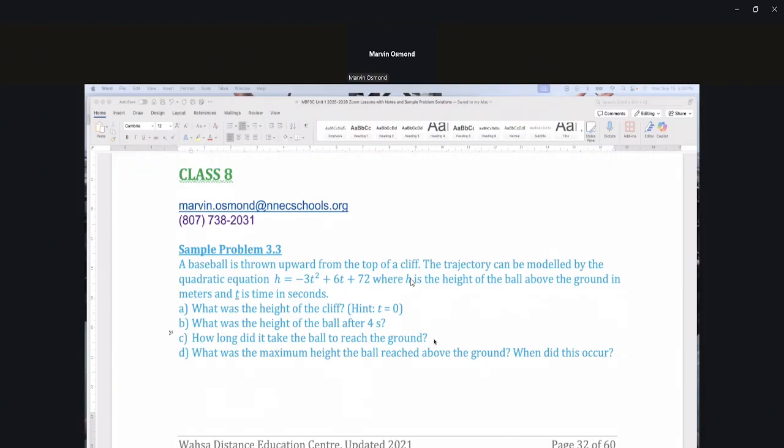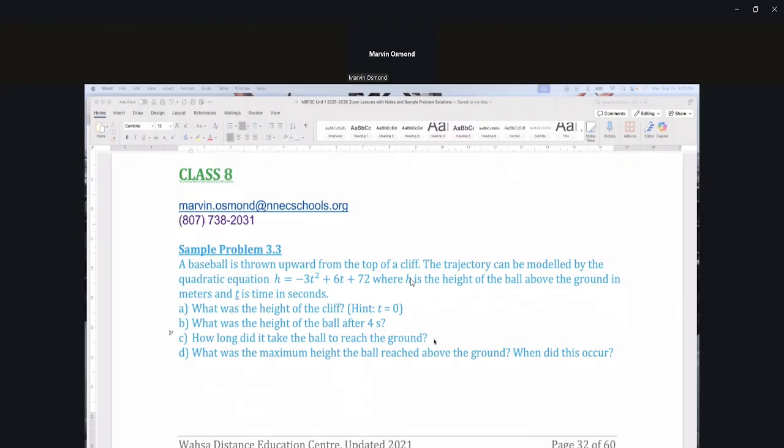So what we're going to look at now is how we can use quadratics to help us solve word problems. There is an example in the module, which I'm not going to go through with you, but I've added another one. It's sample problem number 3.3. So let's work through this one together today, and that will finish off the quadratics part of this lesson. Then we'll move on to something new.